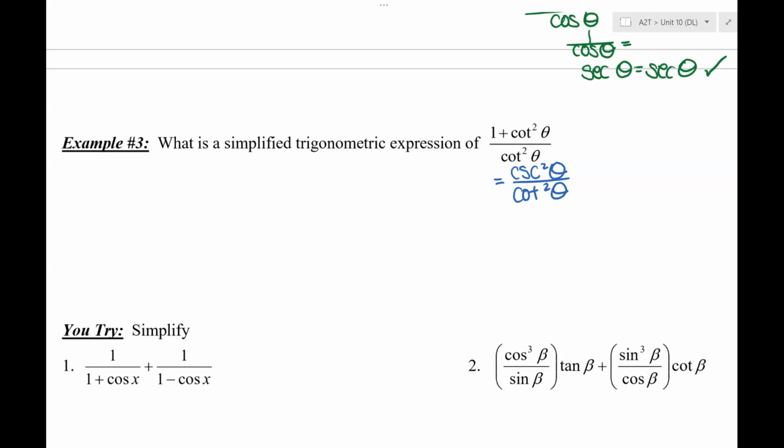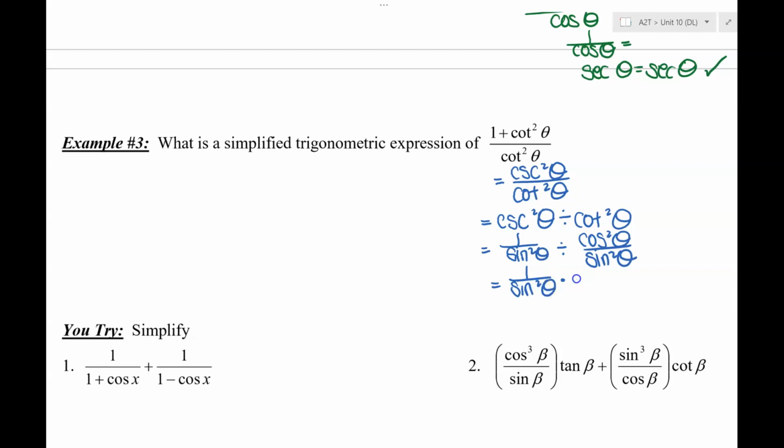Okay. So, gosh, I'm stuck. Well, I know that this is the cosecant squared theta divided by cotangent squared theta. And I also know that cosecant squared is 1 over sine squared theta. And cotangent squared is cosine squared theta over sine squared theta. All right. So then if I'm dividing fractions, 1 over sine squared theta stays the same. And I multiply by the reciprocal. This is looking nice.